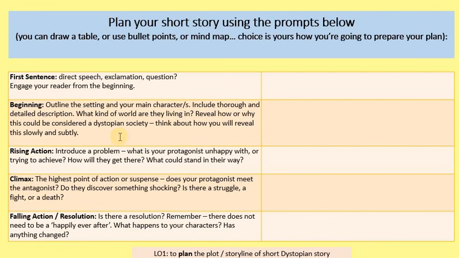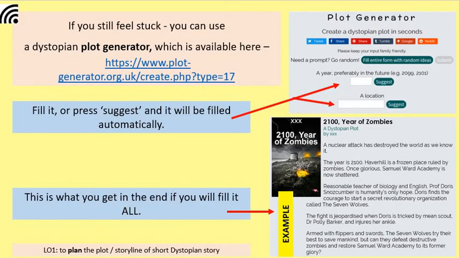Rising action, like I said, introduce the problem. What happens? Climax, usually is going to be a struggle, a fight, or even a death, and then the falling action is resolution. You can choose to use this, or you can just do the simple mountain flow chart that I showed you earlier.